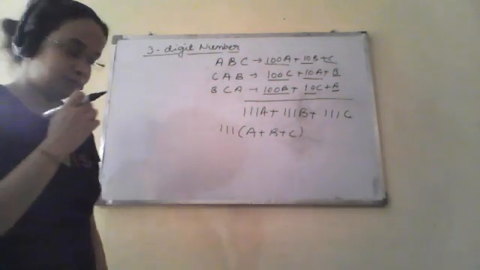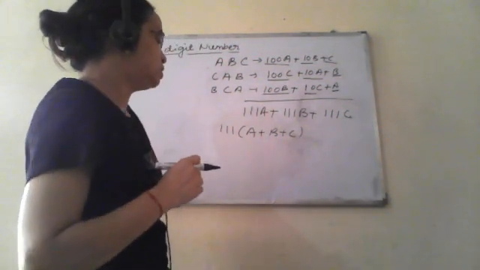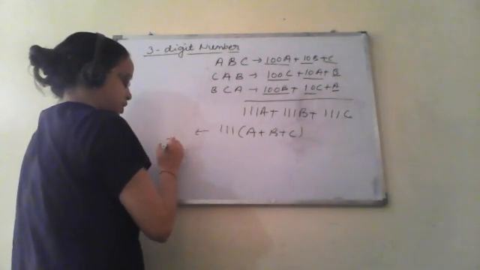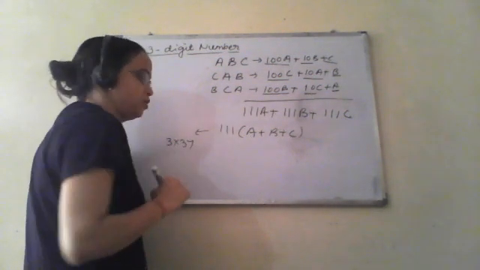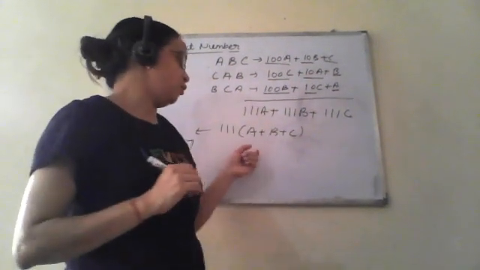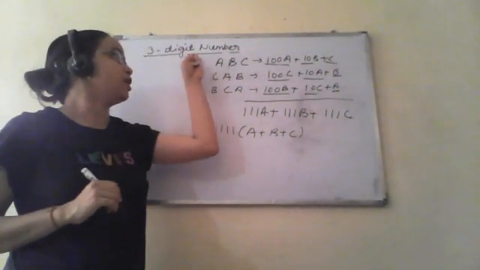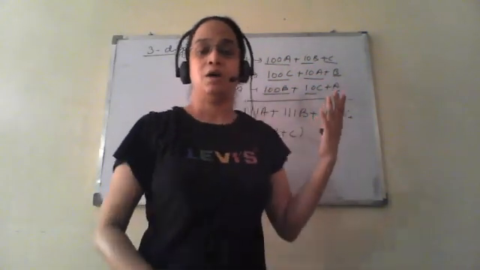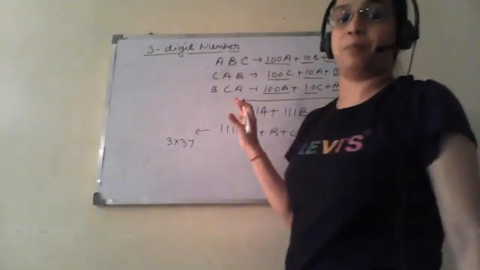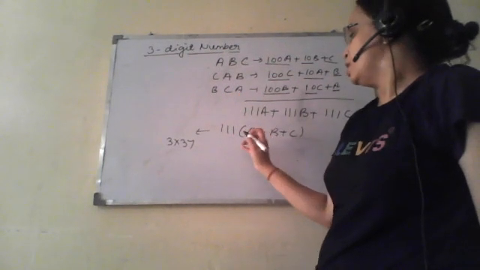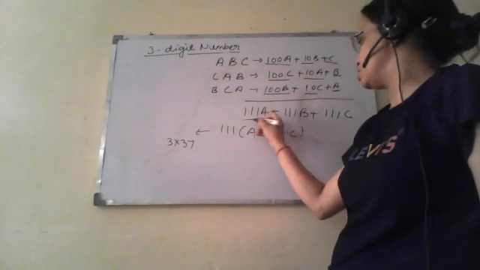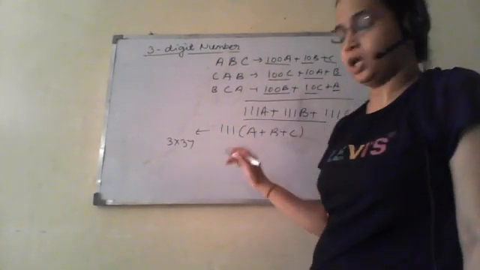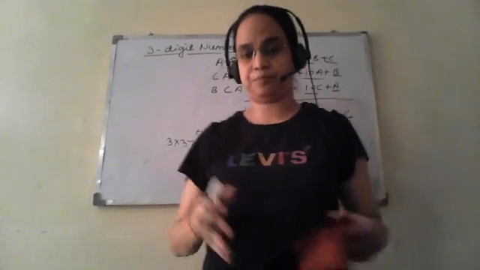Now this 111 is a multiple of 3 into 37. Now what is the conclusion? If we have a three-digit number and the three possibilities obtained on interchanging the digits are added, the resultant number will always be divisible by 3 and 37. This is the conclusion.